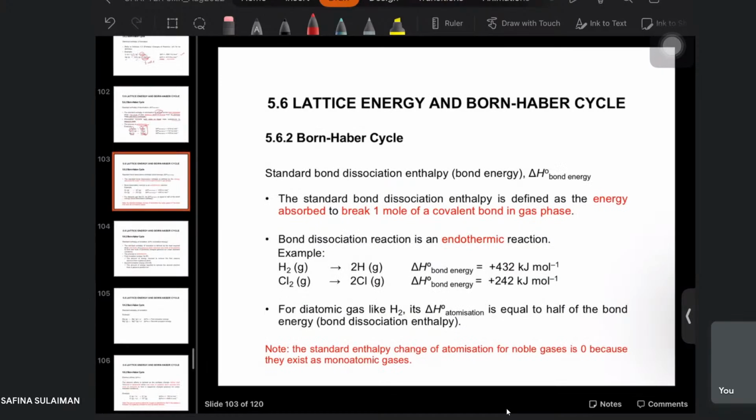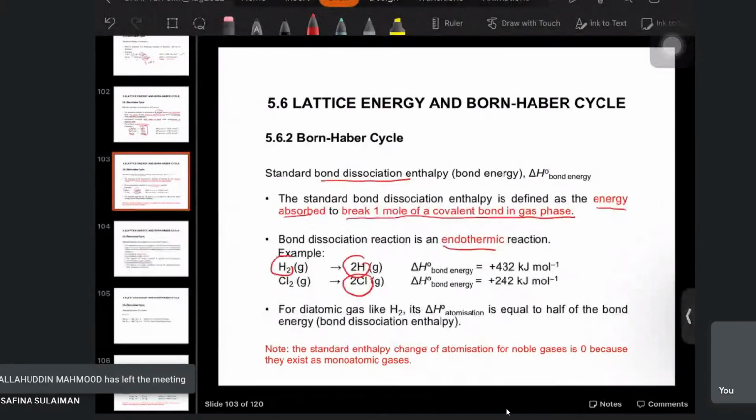Okay, the next one is the bond dissociation. Actually bond dissociation and atomization are more or less the same. Its definition is the energy absorbed to break one mole of covalent bond in gaseous state, and the process is endothermic. Compared to atomization, which produces 1 mole of product, in bond dissociation, if you have H2, it will produce 2 moles of H. Cl2, 1 mole of Cl2, breaks to 2 moles of Cl. And this one we call the bond dissociation.